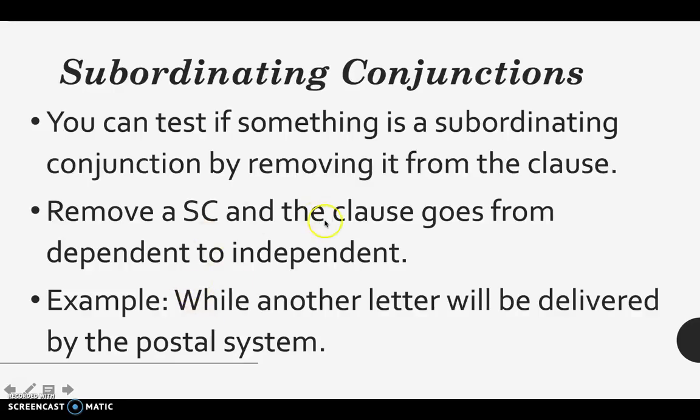So if I have this sentence, while another letter will be delivered by the postal system, and I take while away, now I have another letter will be delivered by the postal system. Well, that's a sentence. So I don't have to have while memorized to understand that it just did what a subordinating conjunction does. So what I want you guys to understand is what each of these things does. A coordinating conjunction takes two equal partners and connects them. A subordinating conjunction takes two things that are equal and makes one lesser. So this is exactly where it's making it lesser.